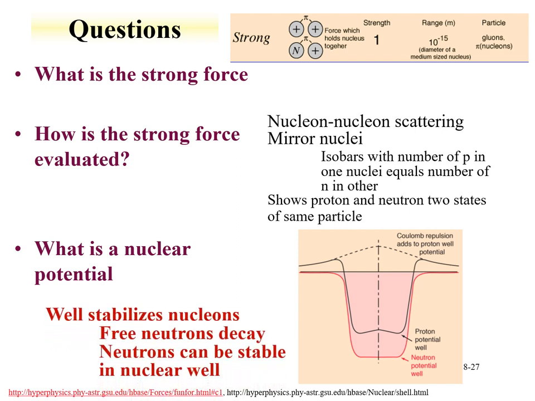And what is a nuclear potential? As shown here, here's an example of a potential well in which nucleons sit in a nucleus. There's a slight difference between the proton and the neutron potential that has to do with charge. And this well stabilizes nucleons. And as we know as an example, free neutrons decay. They have a half-life on the order of 14 minutes. However, neutrons can be stable in a nuclear well.